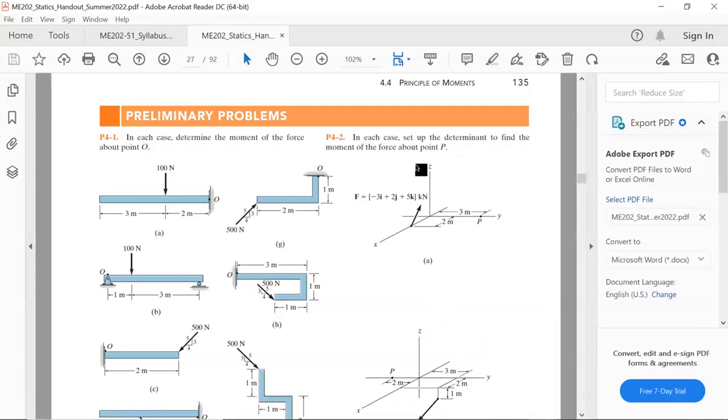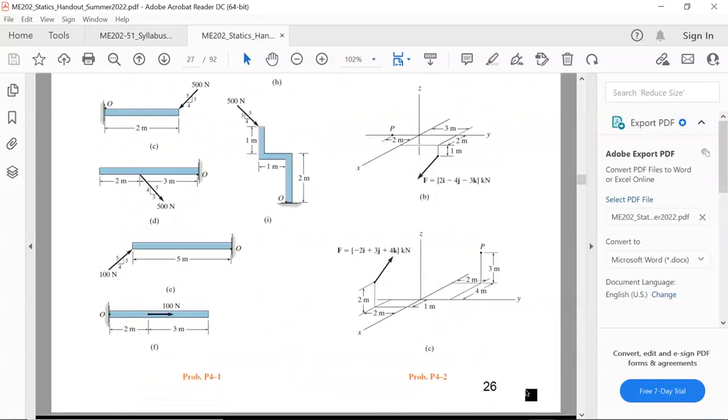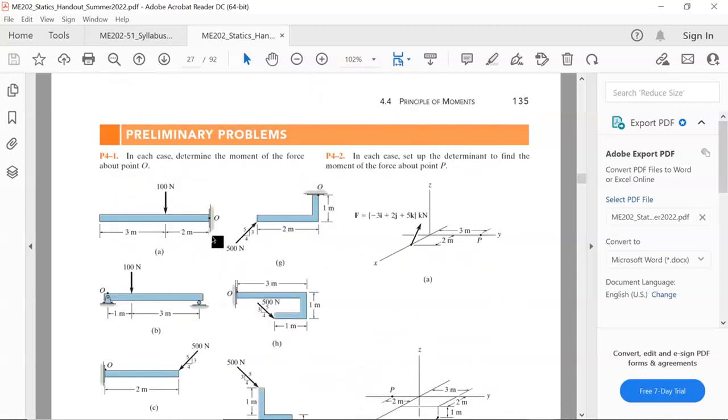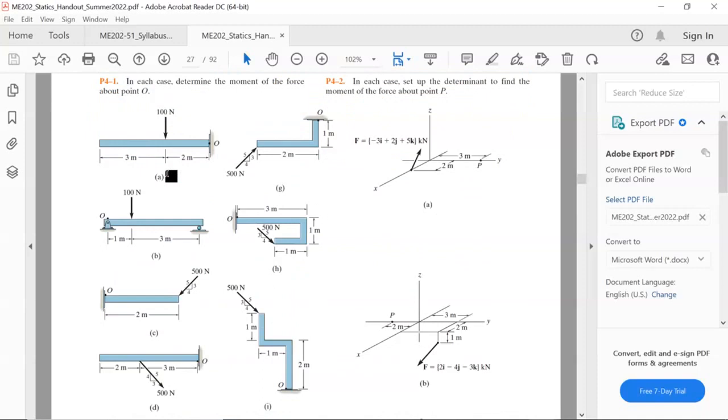Chapter 4 in class exercise 1. So this is on page number 100 and page number 26 of your handout. We will work on preliminary problems, how to calculate moment of a force in 2 dimension and in 3 dimension. So we select two example problems here, problem B and problem C. And whatever approach we apply to these two problems, you can apply the same approach to the remaining problems and solve them.